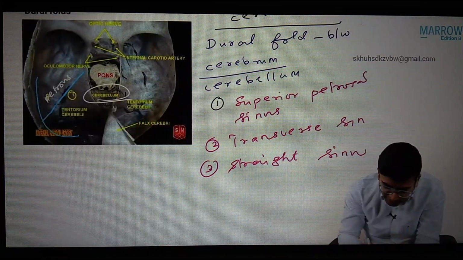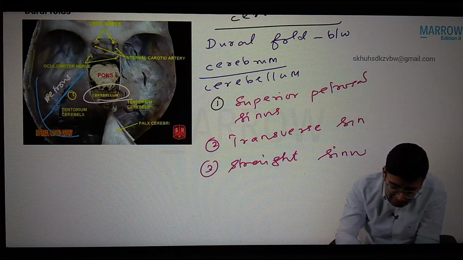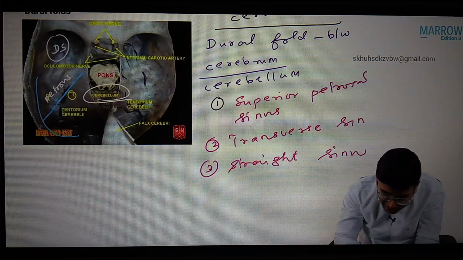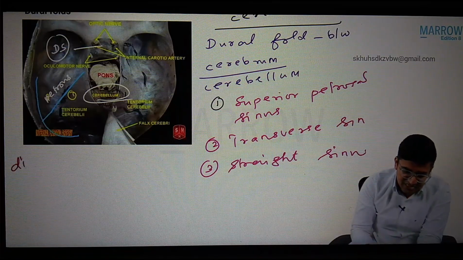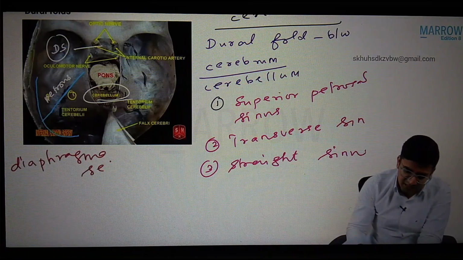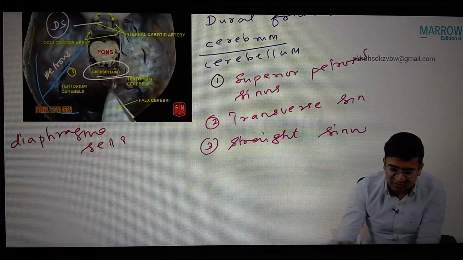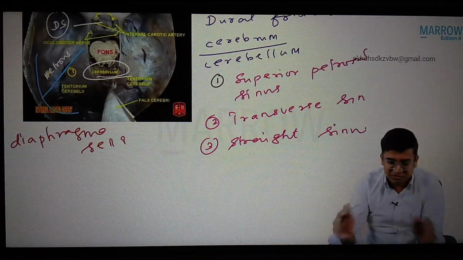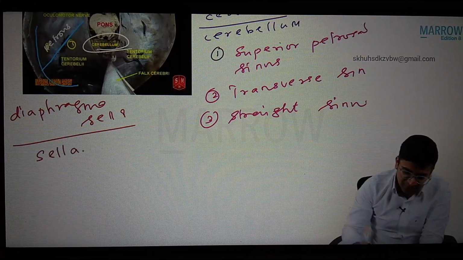Okay. So here, can you see this one? This is our, I'm writing as DS, that is a diaphragma sellae. DS means diaphragma sellae. See, diaphragma sellae is present over the sella turcica. Yes, the body of sphenoid. You have the saddle shaped space, and that is called sella turcica.